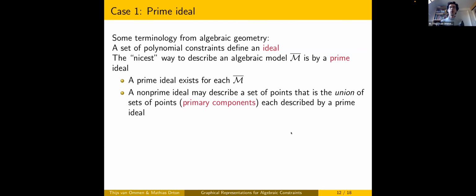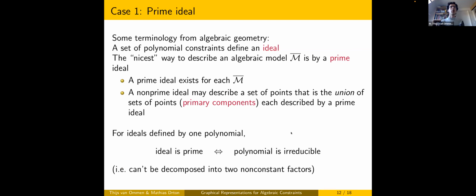And to help intuition a little, let's look at the case where there's only one polynomial in the ideal. Then this ideal is prime exactly if this polynomial is irreducible, so if it cannot be factored into multiple non-constant factors. Clearly, if there are two non-constant factors, then the original polynomial is 0 if and only if one of those equals 0. So either one is defining a component of the ideal. This is how you can see that a non-prime ideal might describe a set that decomposes into multiple components.